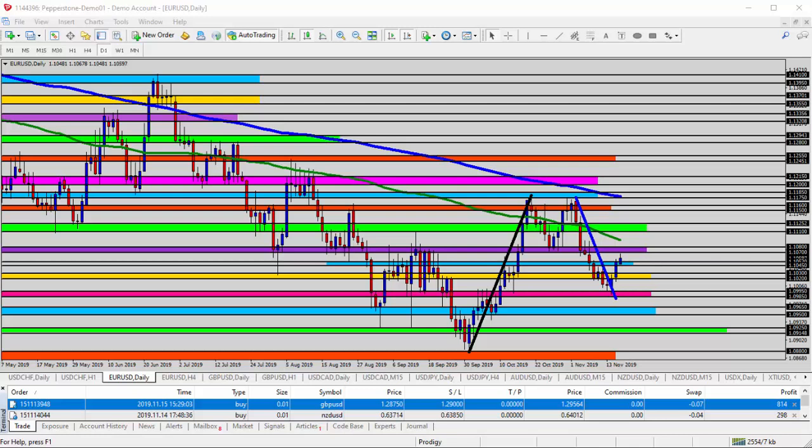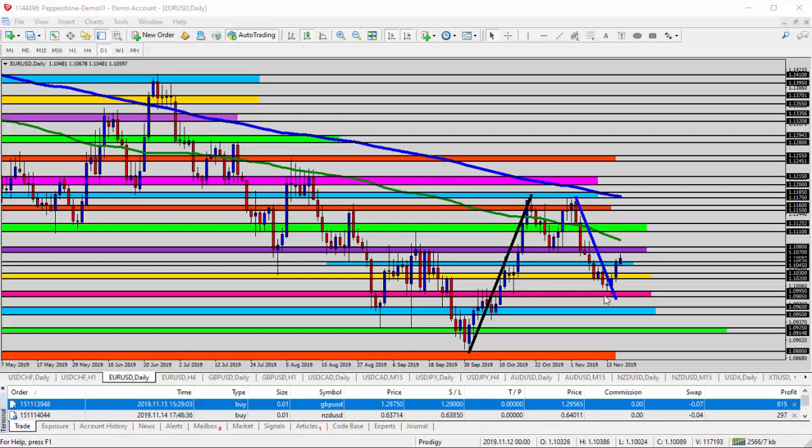Today we're taking a look at the EURUSD, the euro versus the US dollar, for today's trade analysis. Starting here on the daily time frame, there are two different trends that we can look at: the black trend line, which is a rising trend, and the blue trend line, a falling trend. Most recently, of course, the falling trend.